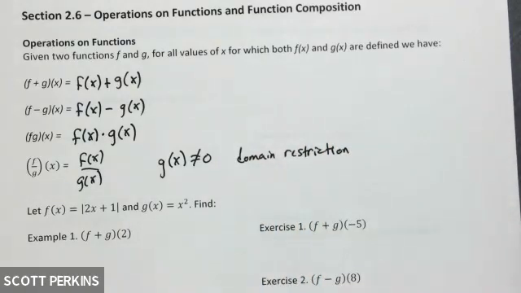So any x values that you plug into g that create a 0 y value, you will leave out of the domain. Now, I'm not going to focus on that too much because we haven't talked about rational functions in detail, but you might brush up against it as we go through.